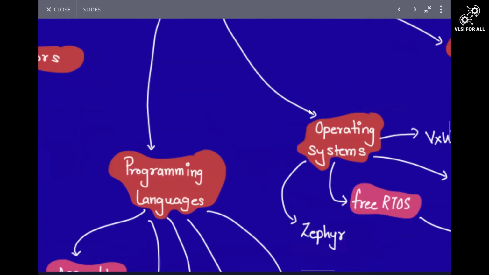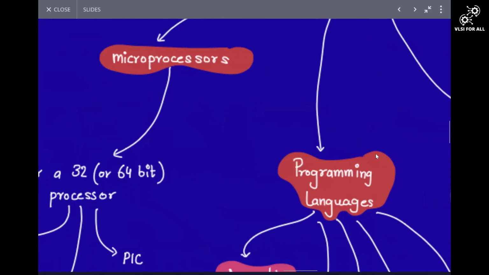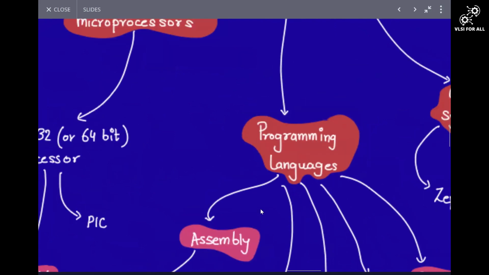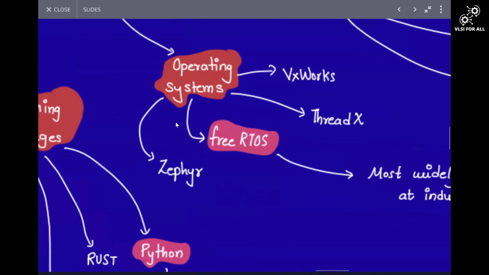Now, these are the two core skills that you require for embedded systems: a microprocessor and a programming language like C and assembly. And then comes the operating systems. You may need to design your system using an OS called an RTOS, real-time operating system. It is called real-time for a purpose.